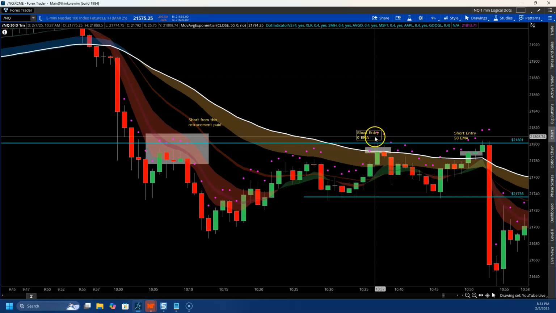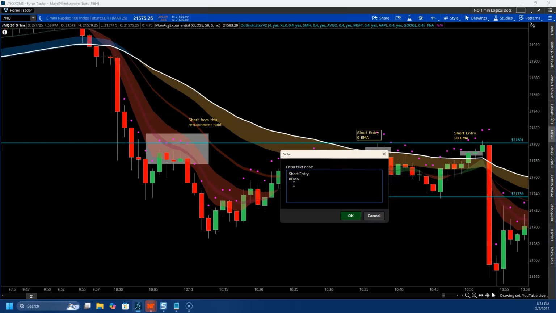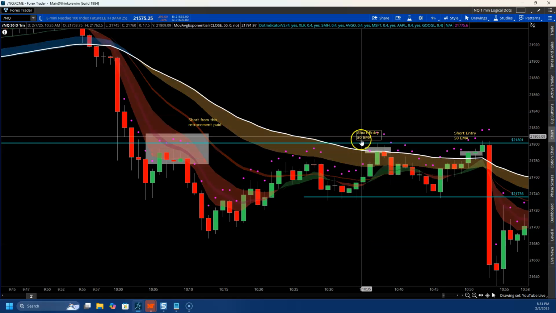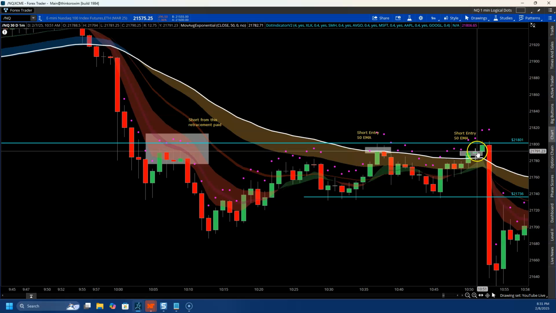Somebody could say, hey, I don't like this 50 EMA, I like the 100 EMA approach. You can definitely take that. You don't have to trade off the 50 EMA; you can wait for the price to come towards the 100 EMA. This push might have taken it to the 100 EMA.